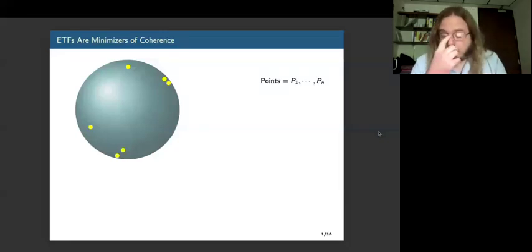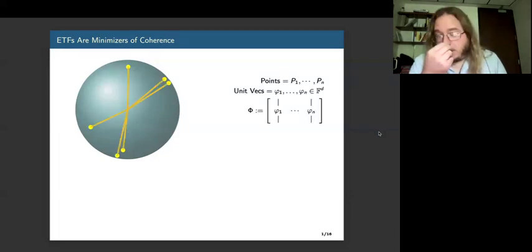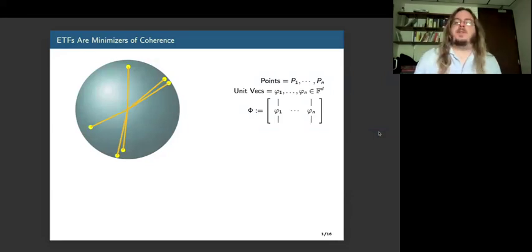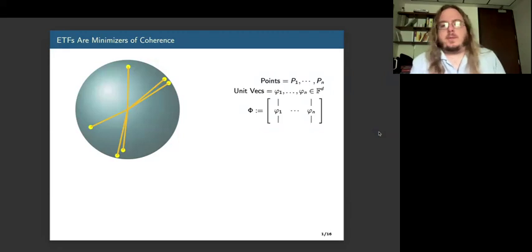Now, I'm interested in when they're at their natural position or when they're the most spread out they can be. So I want to study sort of like the energy of this system. Now, what I'm going to do is I'm going to assign unit vectors to these points and put those vectors in as columns of a matrix phi, because I like to do linear algebra. And then I need sort of a measure of like an energy-like kind of function.